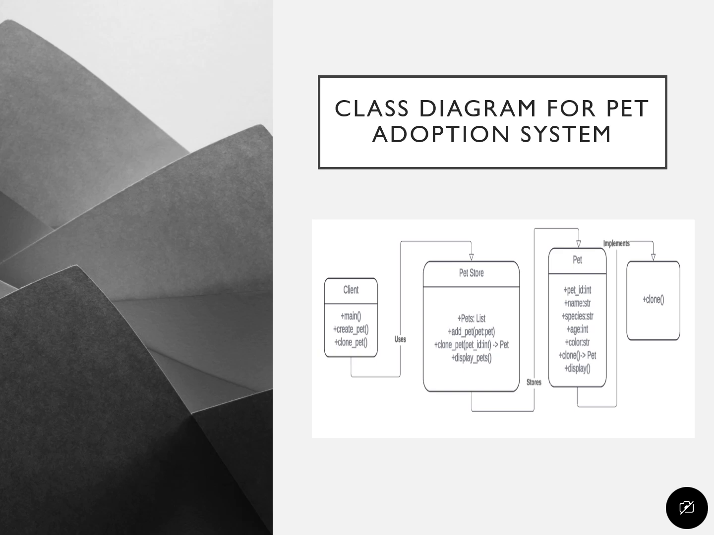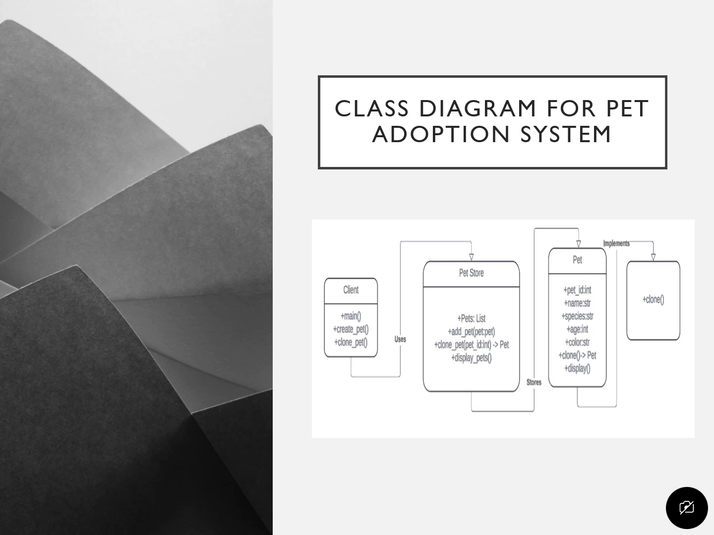Here's the class diagram for our project. First we have the client here. The client is responsible for interacting with the pet store. So, they can create a new pet, clone an existing pet using clone pet, and display all the pets in the store. Next we have the pet store.